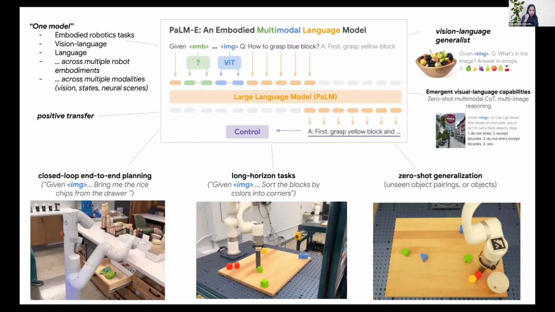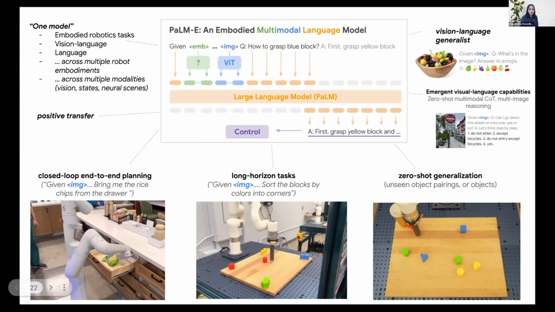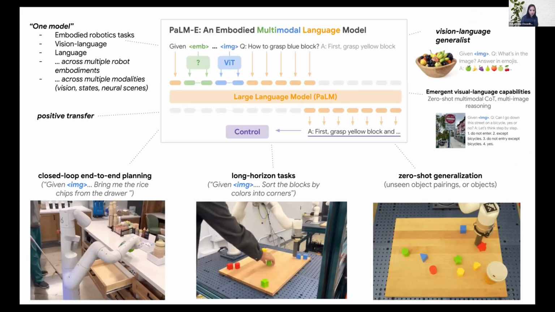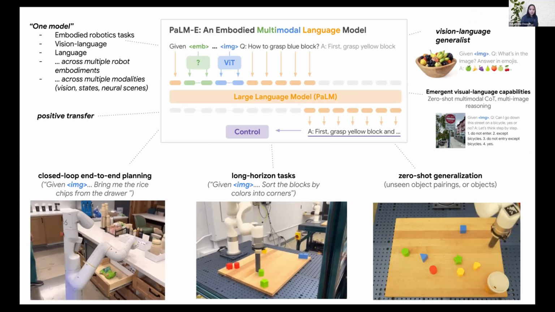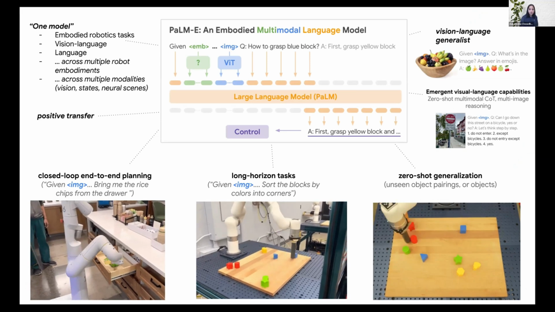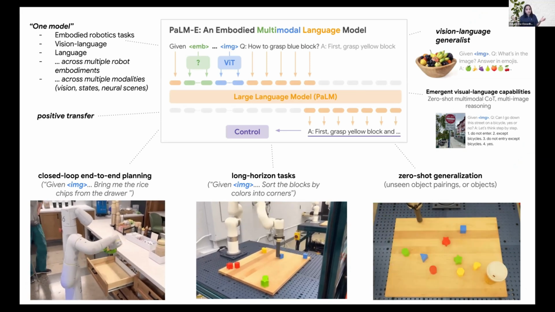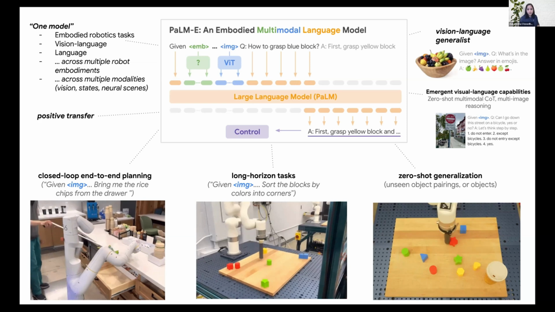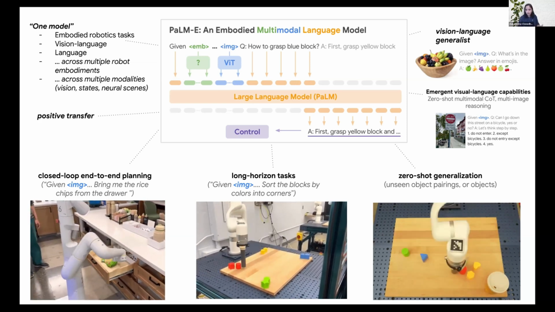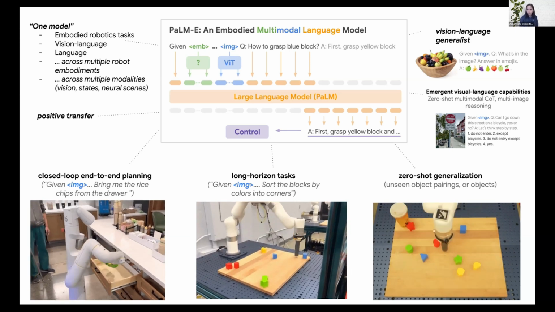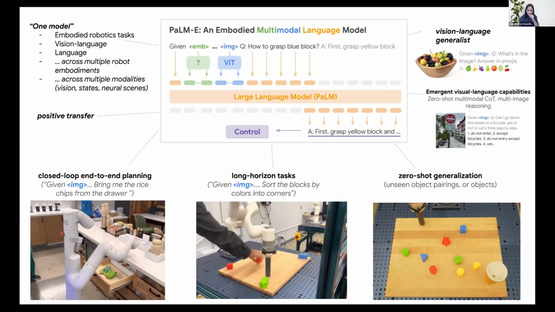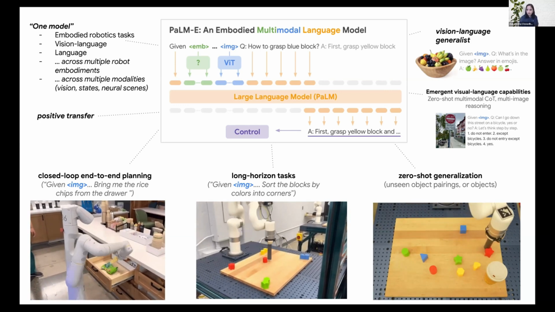Here I'm going to present a published work called PaLM-E, which is an embodied multimodal language model built on top of PaLM. It combines a vision encoder with PaLM to endow the model with a single model that can do embodied robotic tasks and vision-language tasks across multiple robot environments, and reason across them. This was actually one of the first works where we saw promising results in long-horizon planning performance.